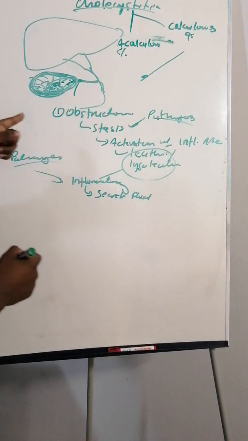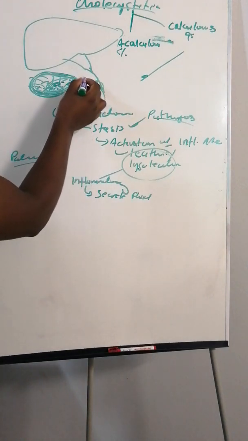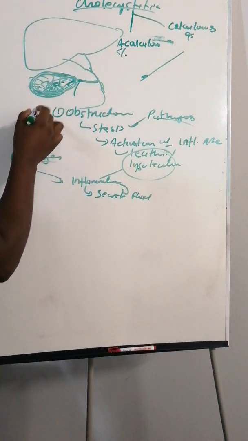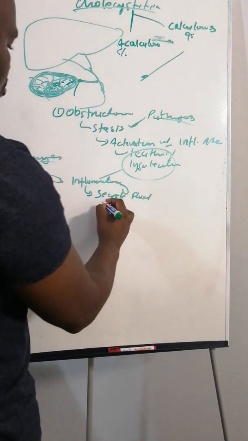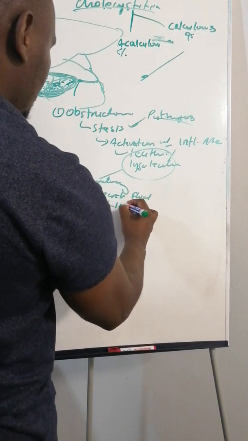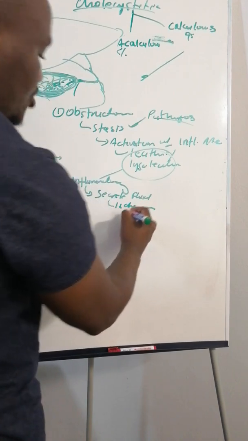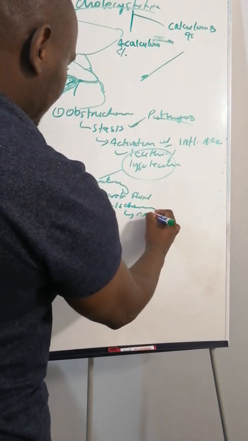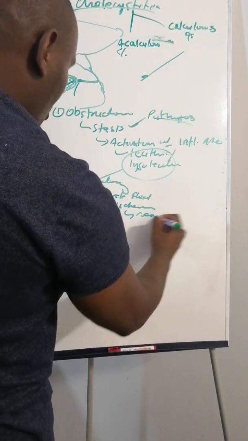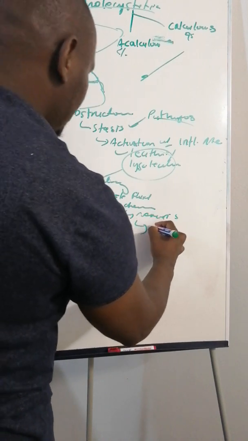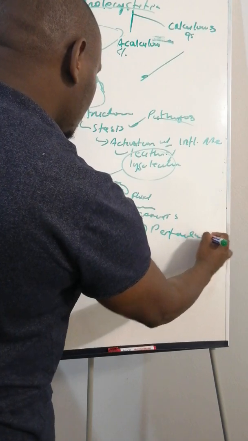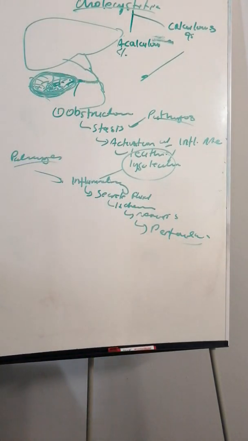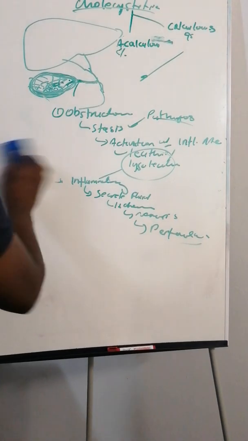Once you get that, the branches of the cystic artery, some of them will become obstructed, and then you will have areas where you develop ischemia. Once you develop ischemia, you will get necrosis. Once you get necrosis, if nothing is done, it will perforate. So let's talk about now the presentation. How will this patient present?